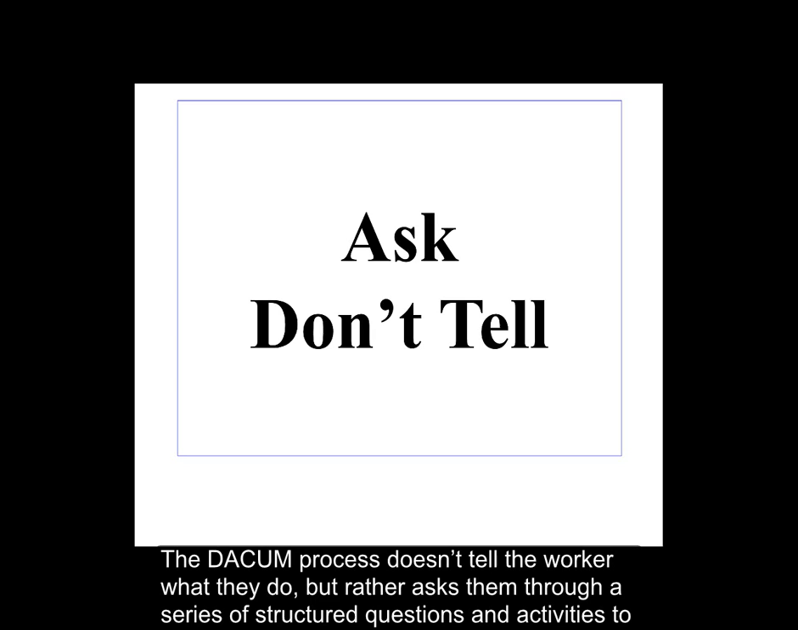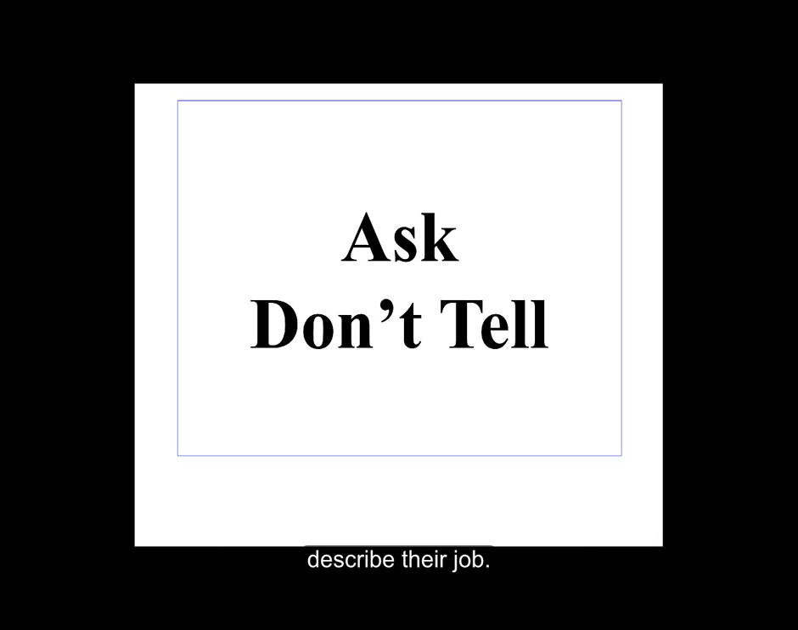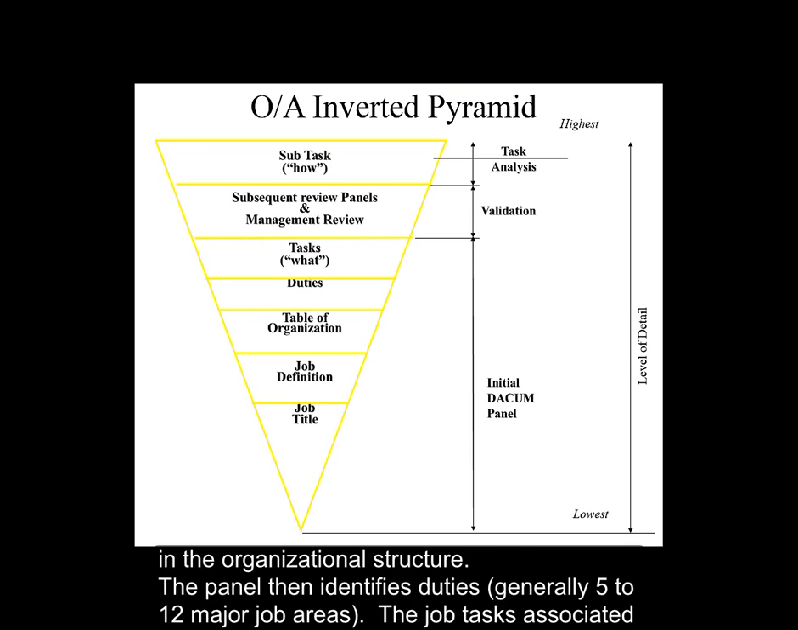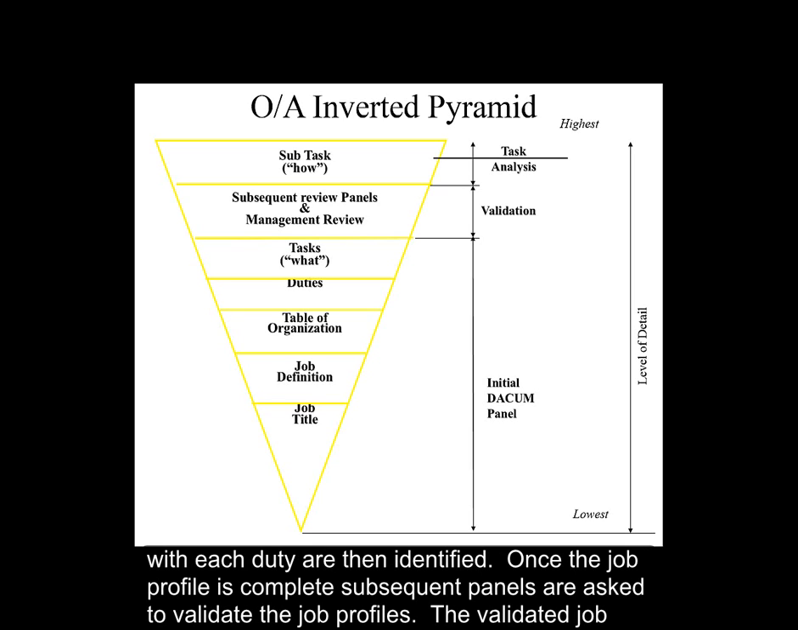The Dacum process doesn't tell the worker what they do, but rather asks them through a series of structured questions and activities to describe their job. A panel of expert workers begins the process by developing a job title and definition. The facilitator then helps the workers place their job in the organizational structure. The panel then identifies duties, generally 5 to 12 major job areas. The job tasks associated with each duty are then identified.